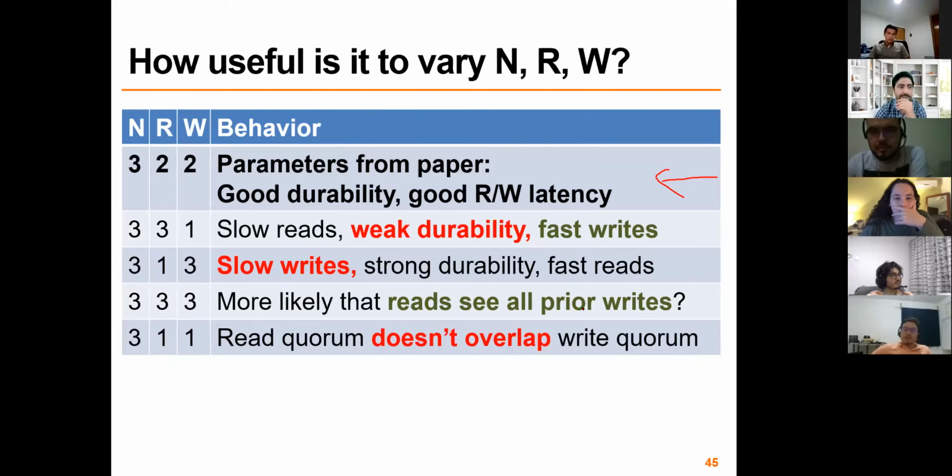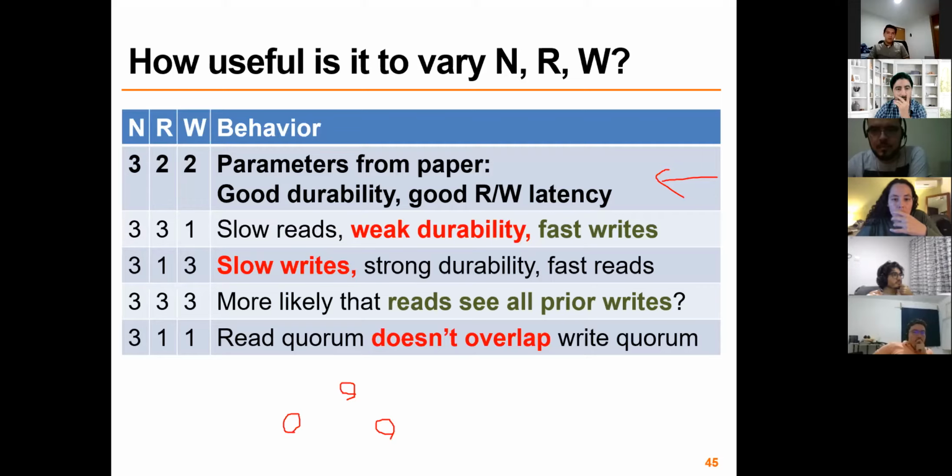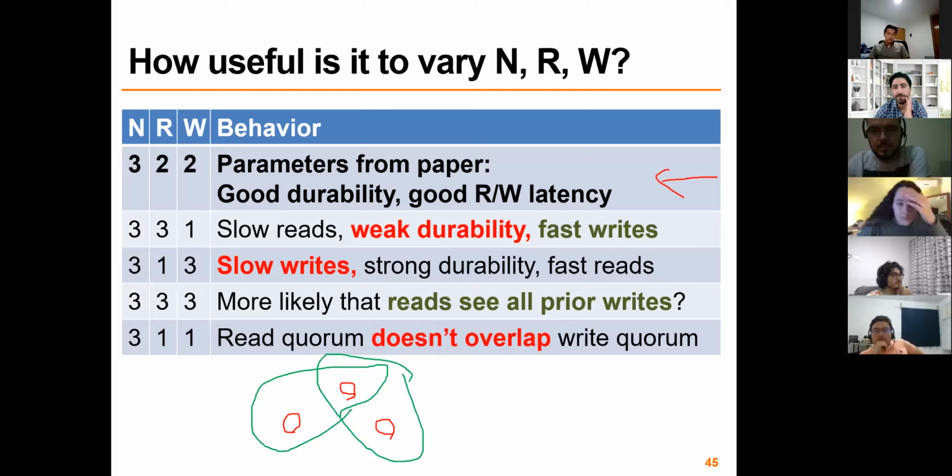If you write to all your replicas and read from them, then it's more likely that a read sees all prior writes. And if it's 1-1, then the read set doesn't overlap the write set. What does it mean here? They don't overlap if you have 3. The idea is this situation, right? 2, 2. If you do 2 for write, any other 2 that you choose will have one overlapping replica.